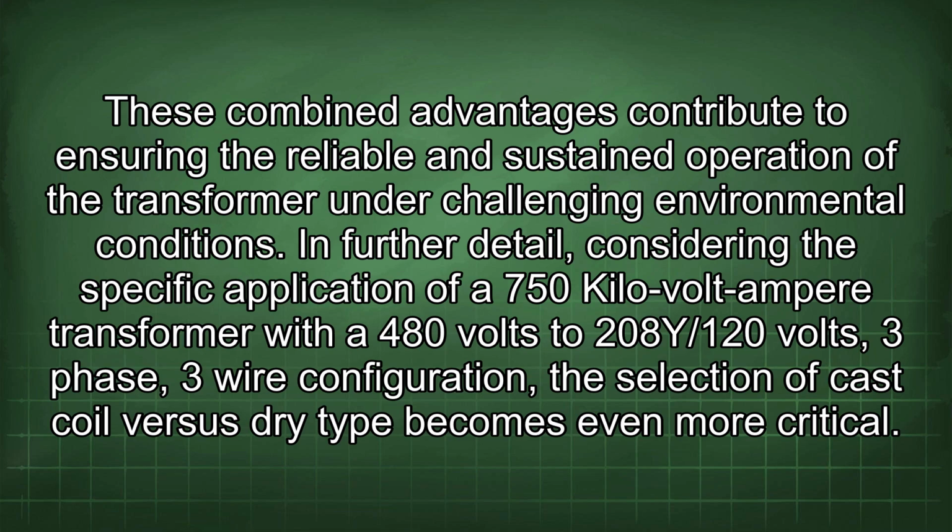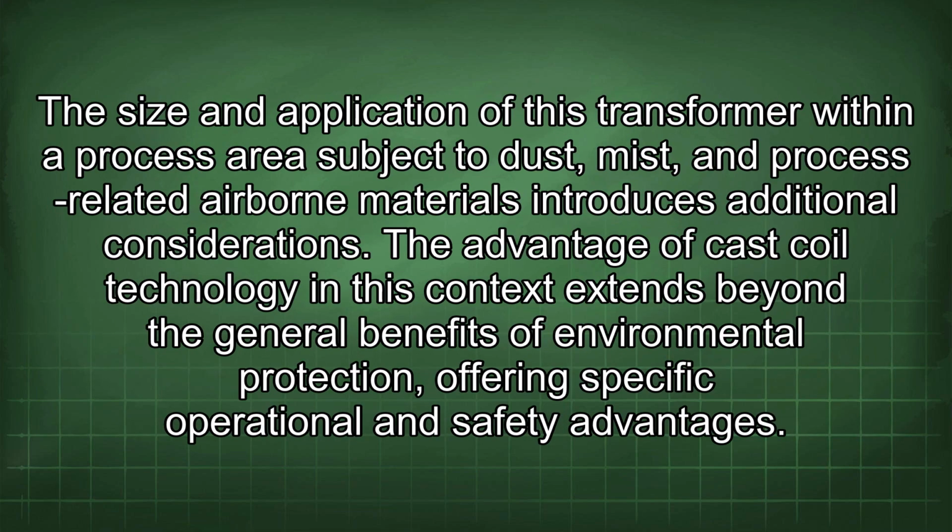In further detail, considering the specific application of a 750 kVA transformer with a 480 volts to 208Y/120 volts, 3-phase, 3-wire configuration, the selection of cast coil versus dry type becomes even more critical. The size and application of this transformer within a process area subject to dust, mist, and process-related airborne materials introduces additional considerations. The advantage of cast coil technology in this context extends beyond the general benefits of environmental protection, offering specific operational and safety advantages.